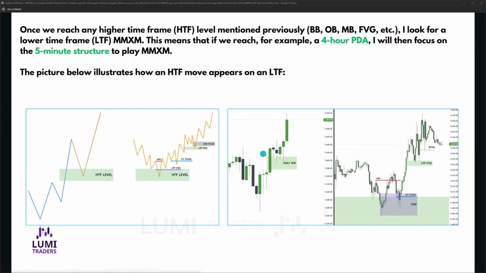Here's an example, an ES example, if not mistaken. We got a daily fair value gap. We want to switch to the 15-minute chart to find what? Change in the state of delivery, market structure shift, and then you want to find the first stage, second stage of accumulation and reaccumulation.